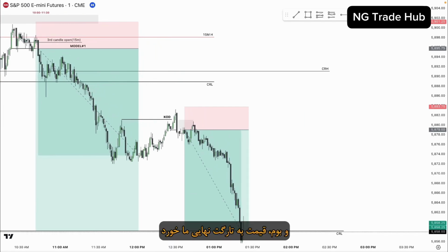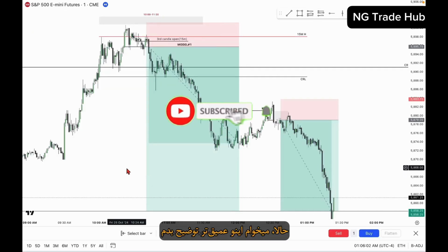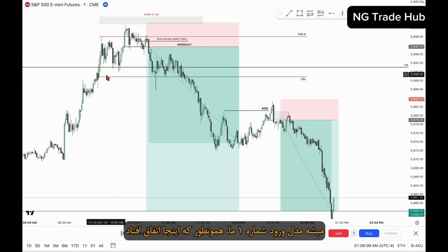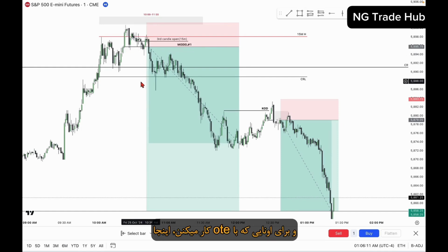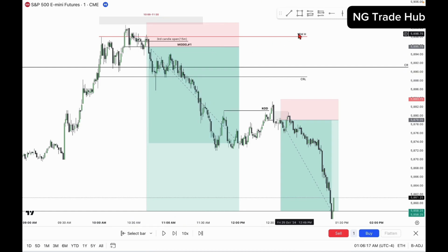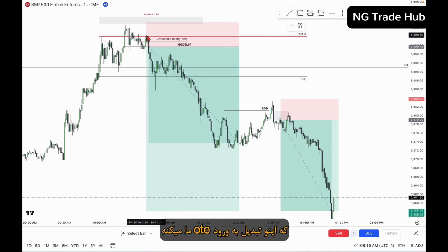And boom, the price has hit our final target. Now, I will explain this deeply. Take note that, as soon as CSD occurs, it becomes our entry model 1, as it happened here. And for those working with OTE, here the price broke market structure to the downside, making this our OTE entry.